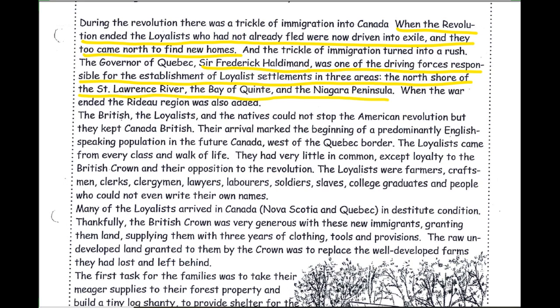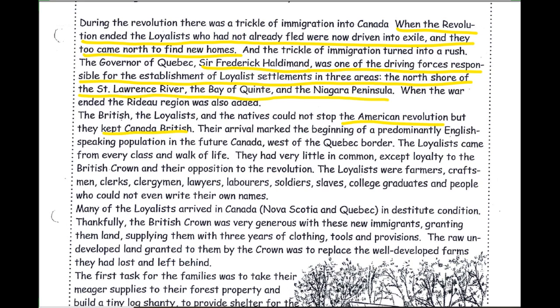The British Loyalists and the natives could not stop the American Revolution, but they kept Canada British. So the American Revolution kept Canada British.